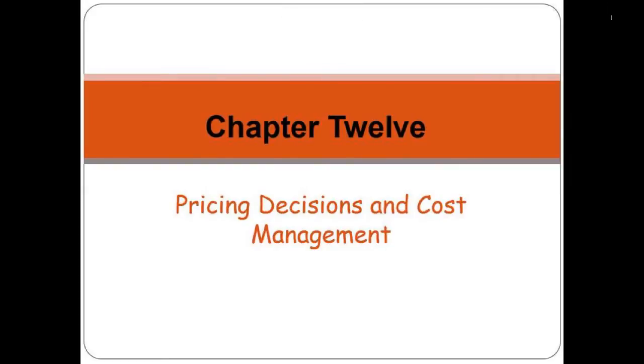Okay, this is somewhat of a continuation of 11, the last chapter. Here we talk about other decisions, and in particular, how do you make pricing decisions? How do you decide what the right price is for a given product?